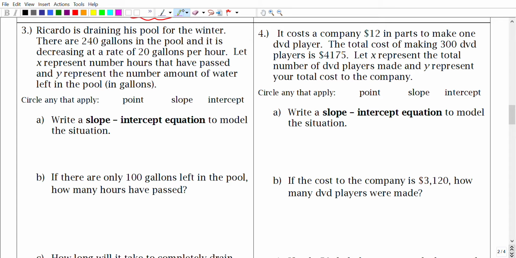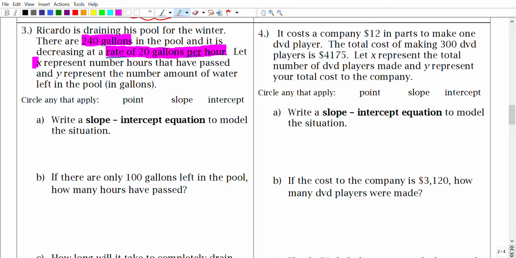Alright guys, let's go ahead and see if we can identify all the information in problem number 3. It says Ricardo is draining his pool for the winter. There are 240 gallons in the pool and it is decreasing at a rate of 20 gallons per hour. I saw that right there. Rate and per, those are good clue words for slope. But let's continue highlighting what we have.